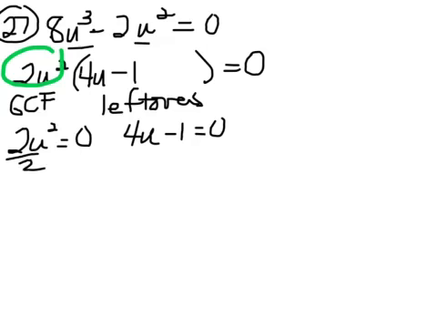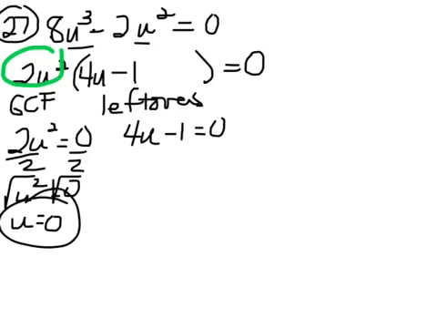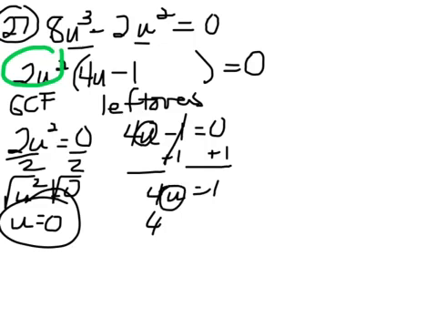If I divide each side by 2, I get u squared is 0. Square root both sides, oh, u is still 0. So there's one answer. Over here, if I add one, I'm trying to solve for u. Remember, we want to know what the variable is. That's why we're solving for u. I get 4u is 1. And if I want to get u by itself, it's multiplied by 4, and the opposite of multiplying by 4 is dividing by 4. So here's my other answer. U is a fourth.